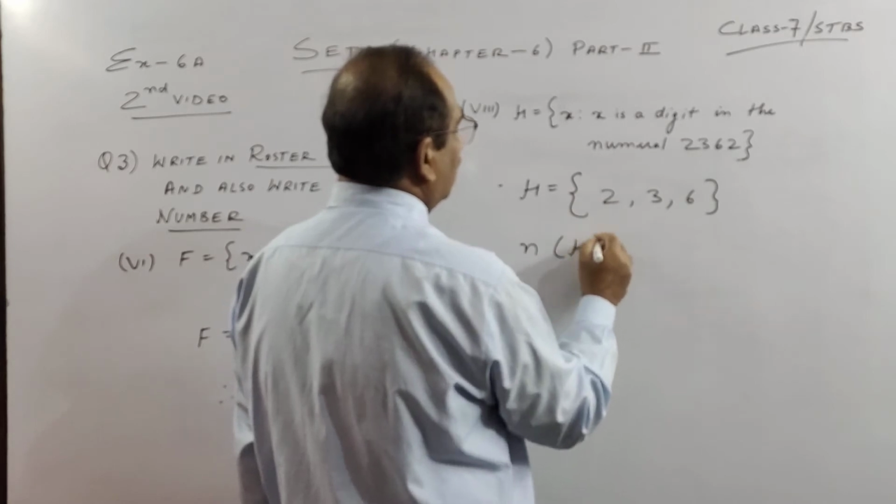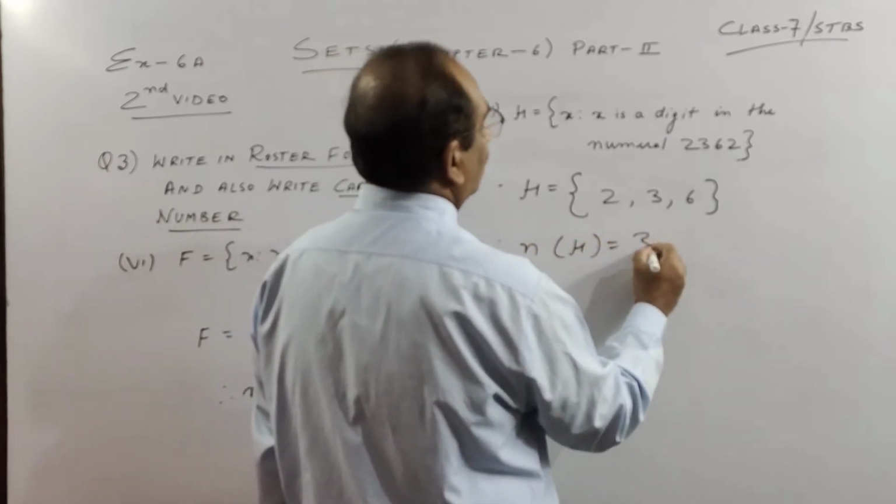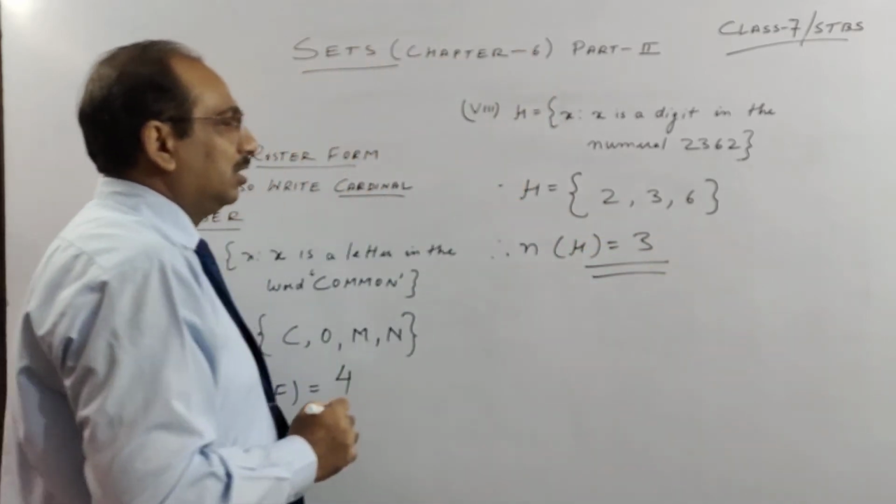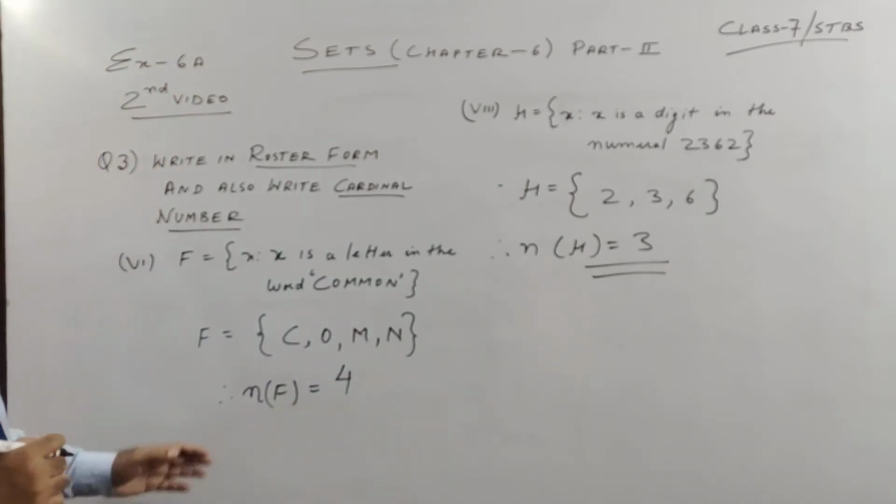And what is the cardinal number? Therefore, the cardinal number of H is 3. Okay. So 4 parts I have done in this question. You have altogether, I see, 9 parts. So please try the others and check the answer, and then we move on to question number 4.